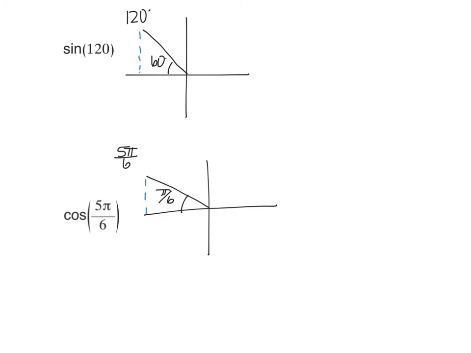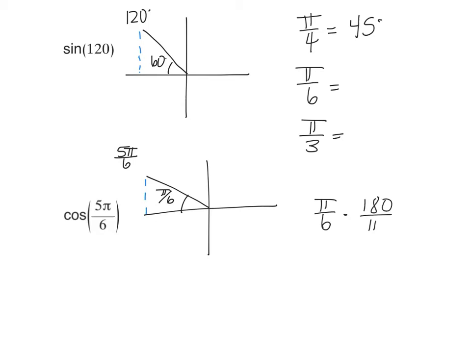Now, one thing to keep in mind is before, when we saw pi over 4, that automatically told us that it was 45 degrees, right? Because that was half of a half, so half of 90 is 45. Pi over 6 and pi over 3 are going to be the ones that you see most often here. And actually, they tell us a little bit. If I were to take pi over 6 and multiply by 180 over pi, I end up with 30 degrees. So this is 30 degrees. If I take pi over 3 times 180 over pi, I end up with 60 degrees.